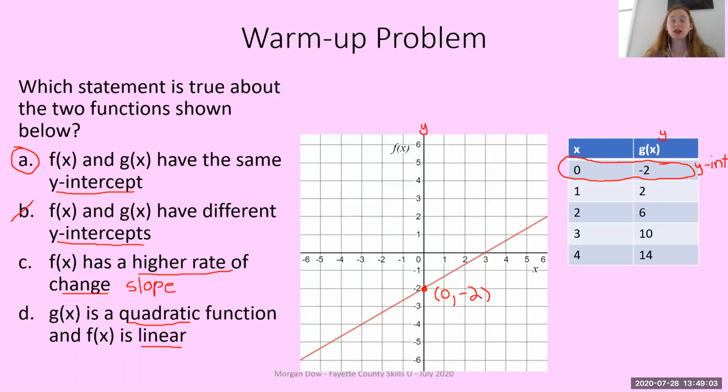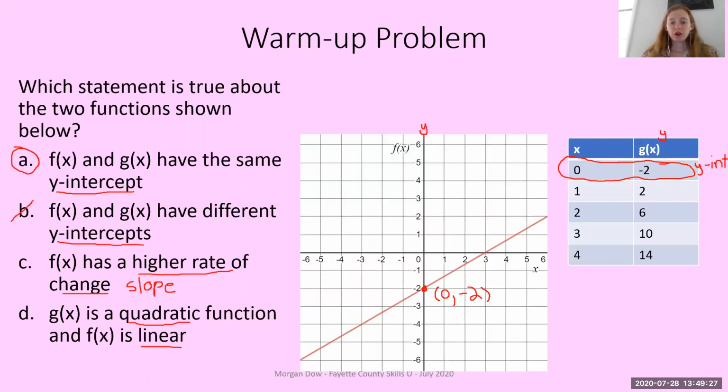Now, slope really only applies to linear functions. So what is a linear function? One way to define it is a function with a constant slope. Another way to define it is when you look at the graph, it's a straight line. So when we look at f of x, we can see that red line there. It's a straight line, so we know f of x is a linear function. We can figure out the slope of it.